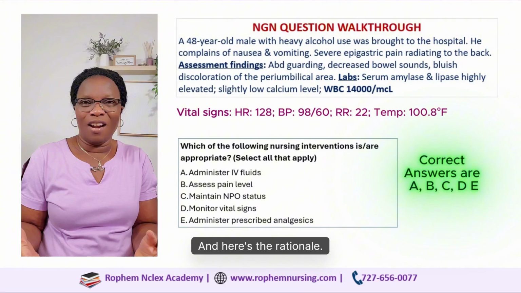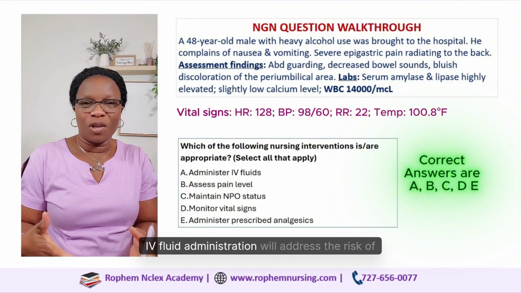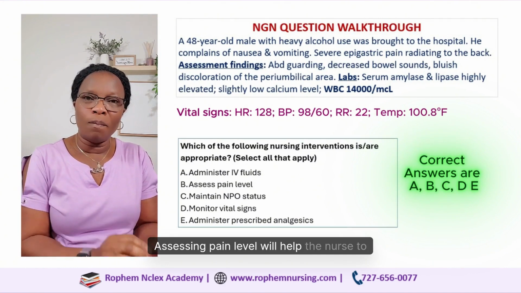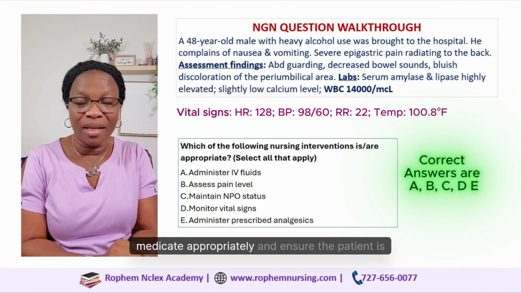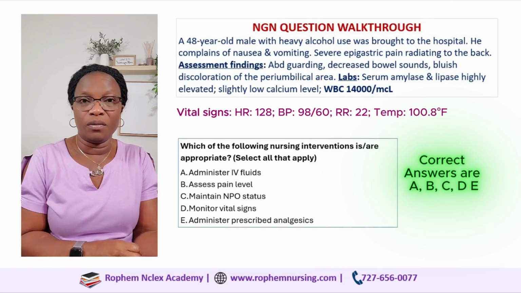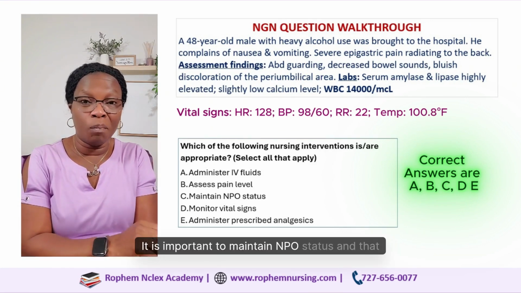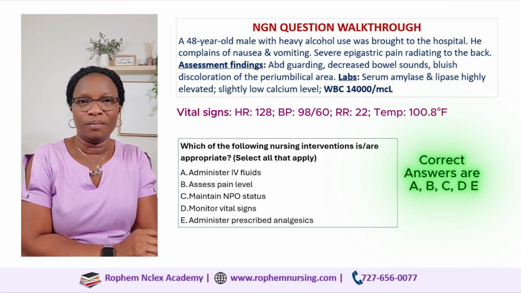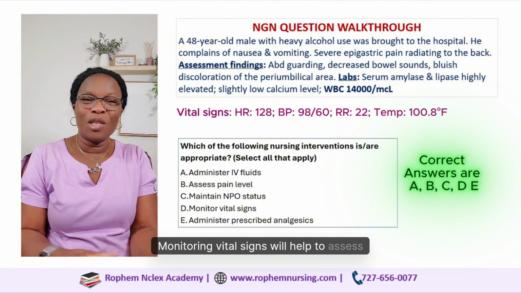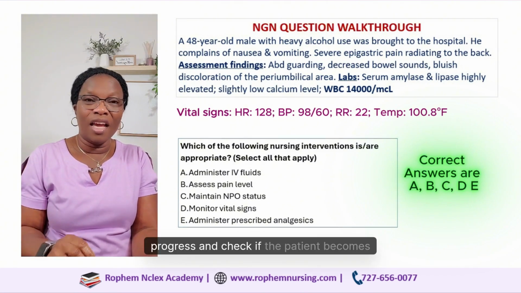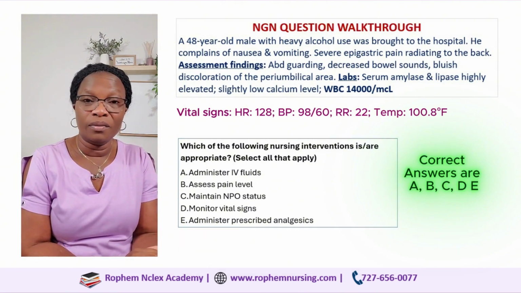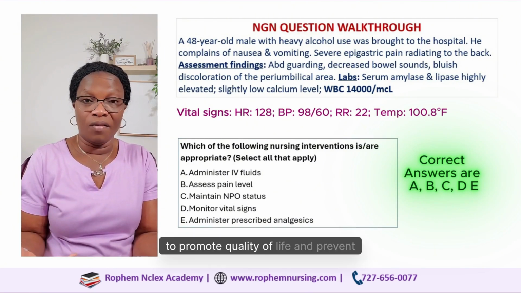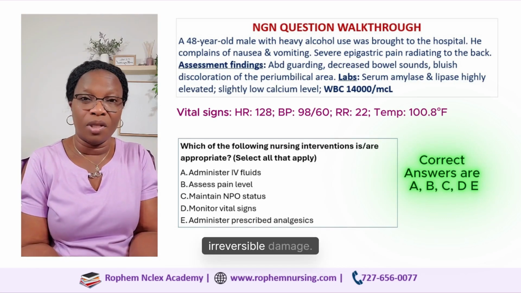And here's the rationale. IV fluid administration will address the risk of shock. Assessing pain level will help the nurse to medicate appropriately and ensure the patient is comfortable. It is important to maintain NPO status, and that will help to reduce pancreatic stimulation. Monitoring vital signs will help to assess progress and check if the patient becomes unstable. Pain management is very important to promote quality of life and prevent irreversible damage.